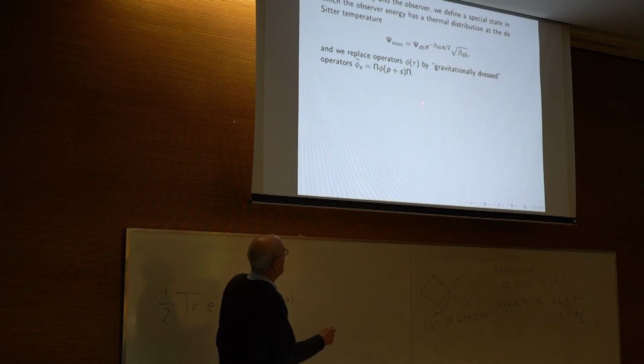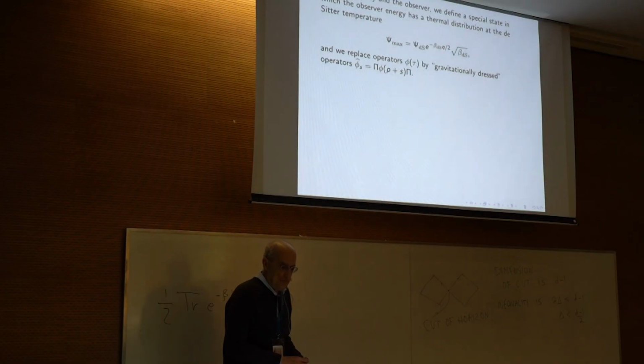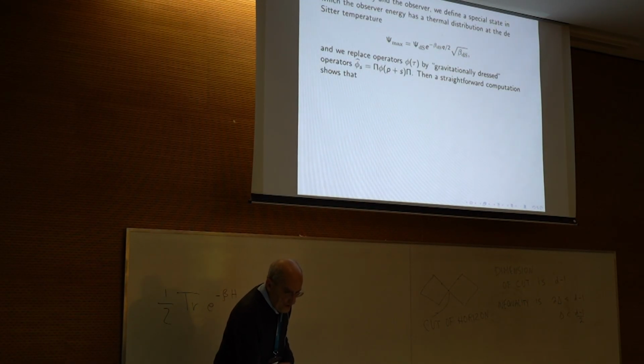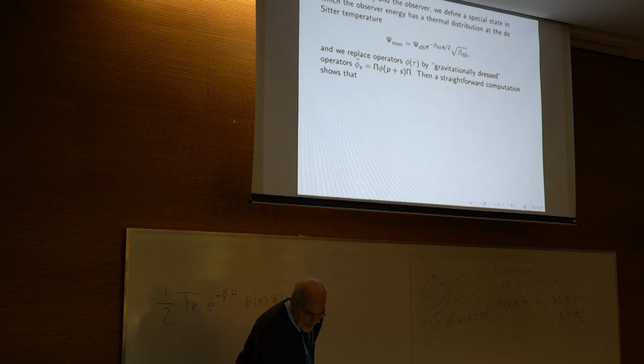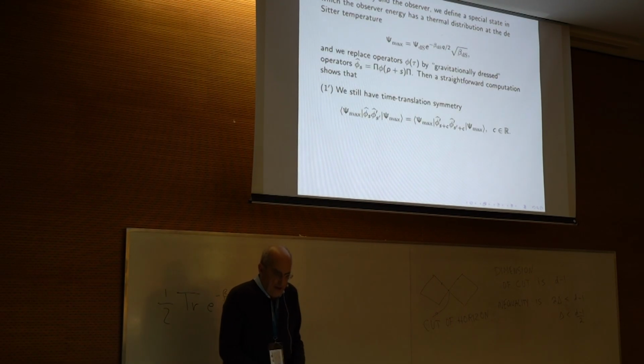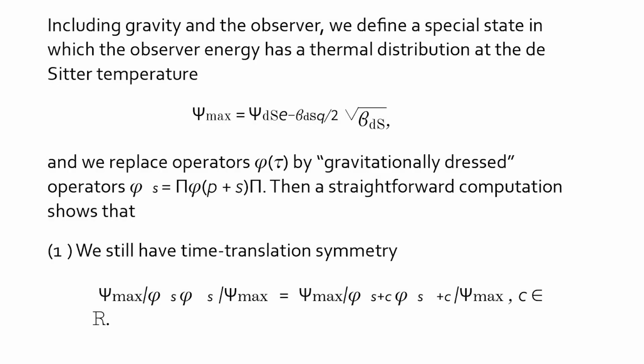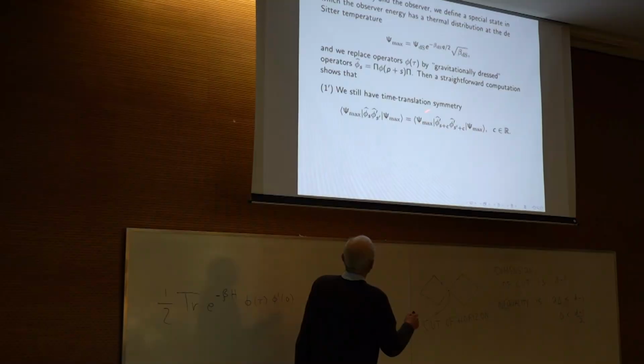So in the presence of gravity, we consider the algebra I told you about before. We replace phi of tau by its gravitationally dressed version, but we also replace psi ds by the state psi max. And now something nice happens. A straightforward computation shows that the properties 1 and 2 have analogs. Property 1 was time translation symmetry, and it still has an analog, but now what's shifted is the index s and s prime. So time translation symmetry becomes a statement: shifting s and s prime by the same constant c is a symmetry. I see a misprint. This prime here shouldn't be there. It's phi times phi prime, and here it should again be phi times phi prime.